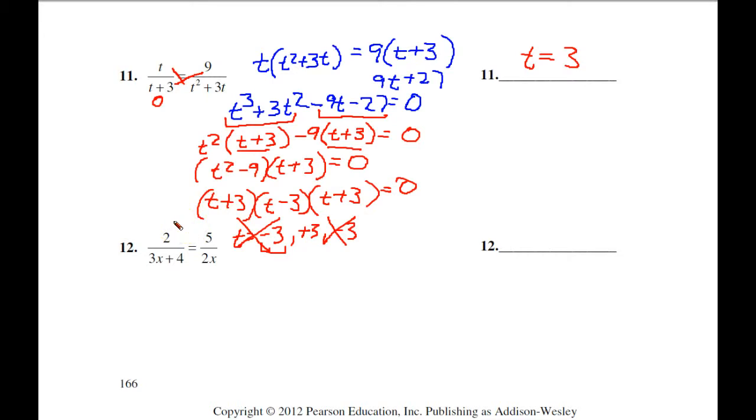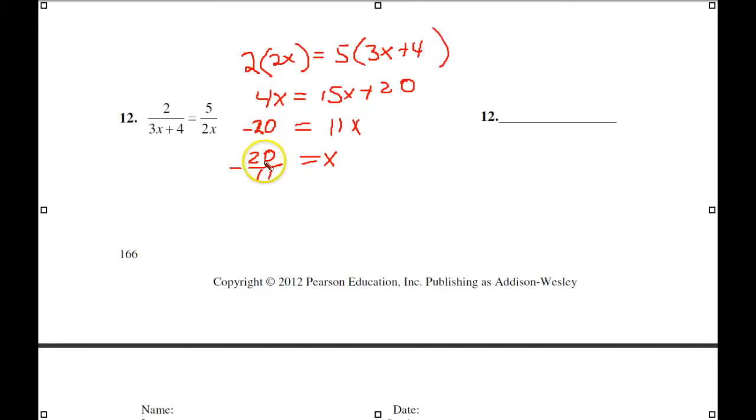We use the same technique for 12. So we're going to cross multiply, which I've set up there. We distribute and collect like terms. There wasn't any. I'm going to bring this 4x over, subtract 4x, it becomes 11x, subtract 20 or transpose, and we divide by 11, and there's my answer. And that checks.